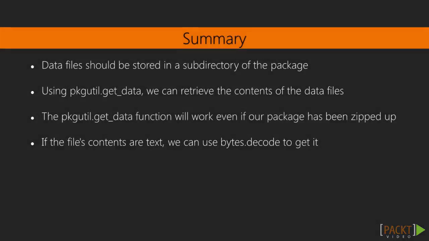So data files should be stored in a subdirectory of the package. Using packageutil.getData, we can retrieve the contents of the data files. The packageutil.getData function will work even if our package has been zipped up or otherwise stored through a different and unusual module loader, because it uses that module loader to find the data just as it would to find the Python source files. If the file's contents are text, we can use bytes.decode to transform the file's content into decoded text.